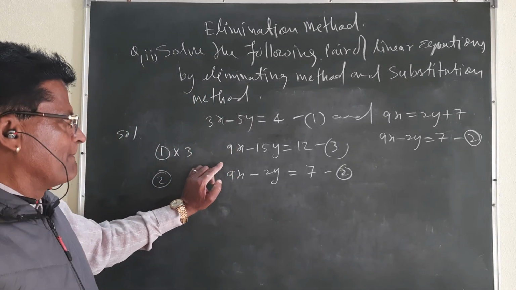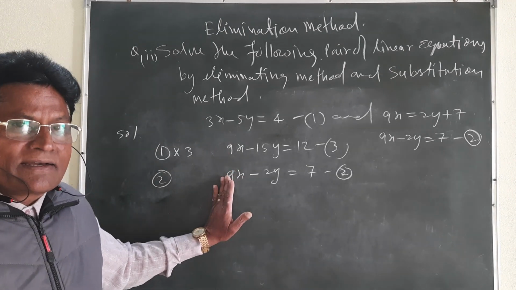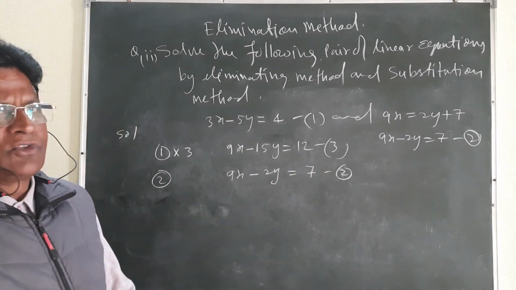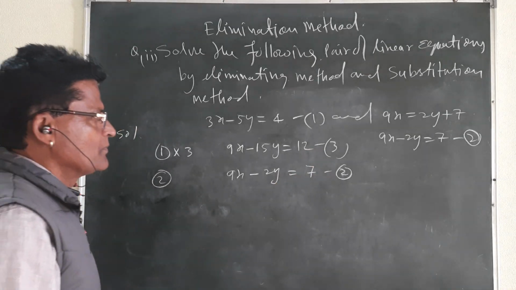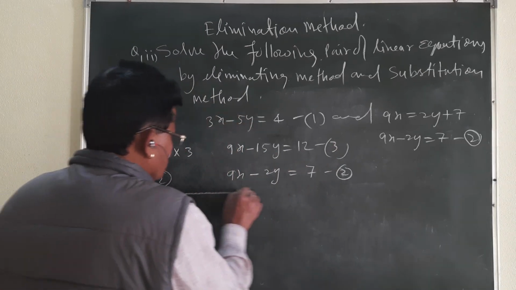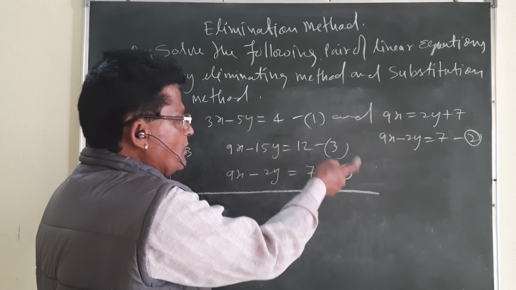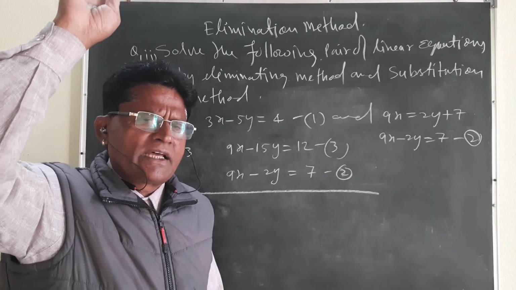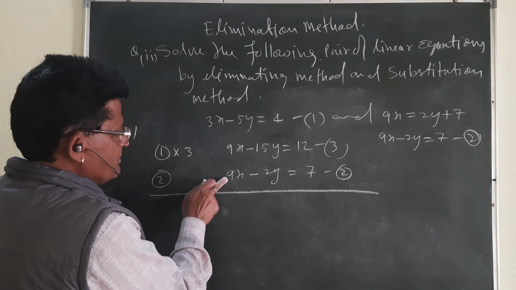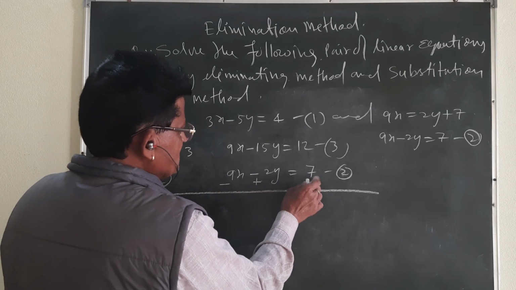Now see, here the 9x is positive, and here it is also positive. Now you will have to subtract. What do we subtract? Equation number 2 from equation number 3. I told you either you subtract 2 from 3 or 3 from 2, a similar kind of answer you will get. There should not be any confusion. Here I am going to change the signs. It is positive, that will be negative. It is negative, that will be positive. And it is positive, that will be negative.